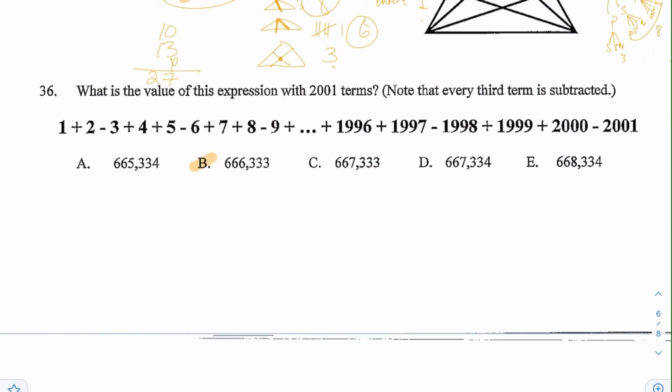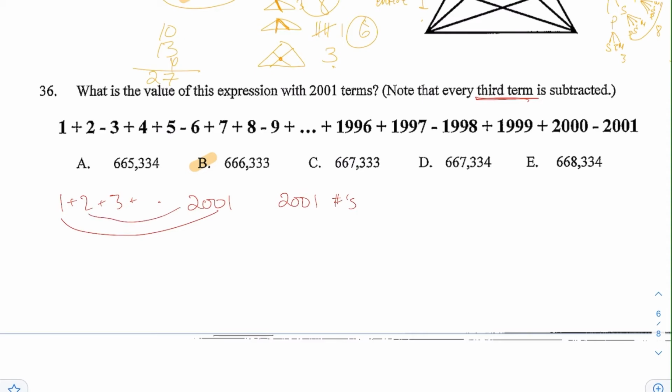Next, for number 36, what's the value of this expression with 2001 terms? Notice that every third term is subtracted. Because there's a pattern where you just keep increasing by 1, you can pretend that you're adding all the numbers all the way down to 2001. So if you count the number of numbers, you have 2001 numbers.